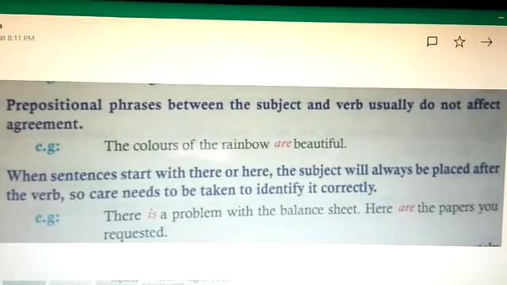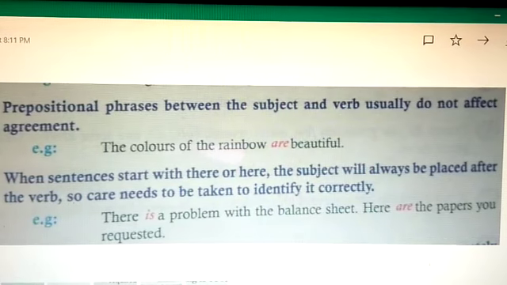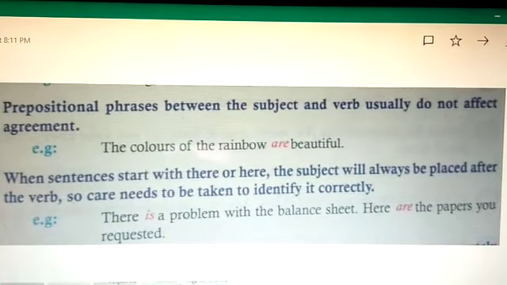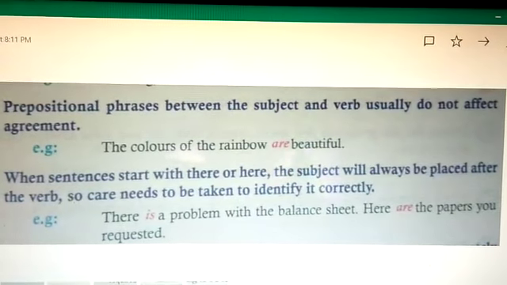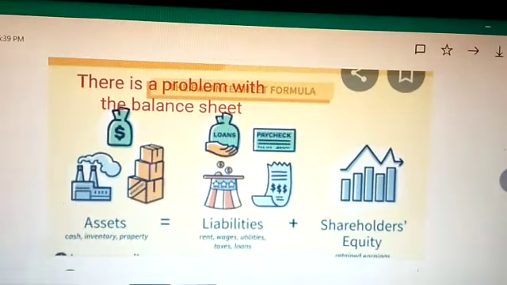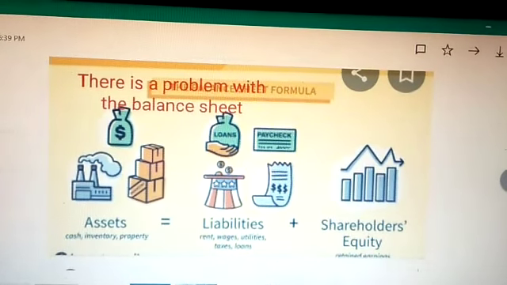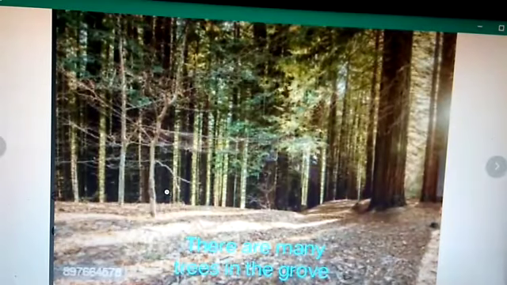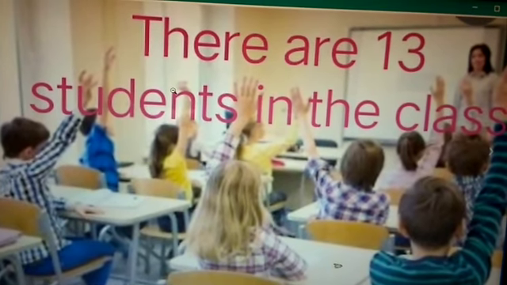12th rule you see, when sentences start with there or here, the subject will always be placed after the verb. So care needs to be taken to identify it correctly. Here the verb agrees with the noun. You see the example, there is a problem with the balance sheet. Here are the papers you requested. Next you see, there are many trees in the grove. Grove means, place where there are many trees. Next, there are 13 students in the class.